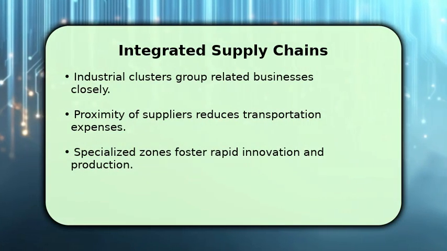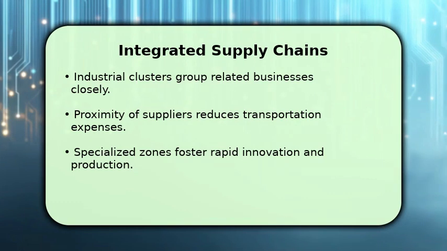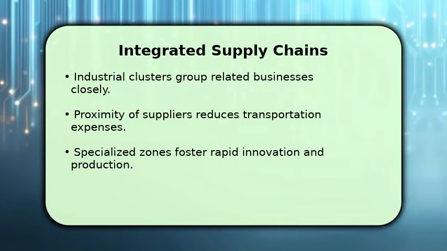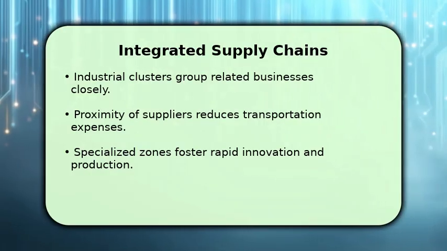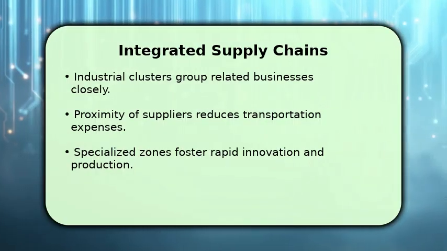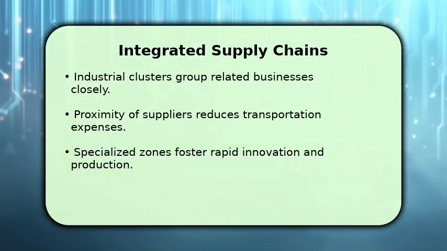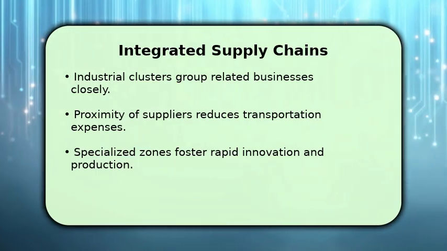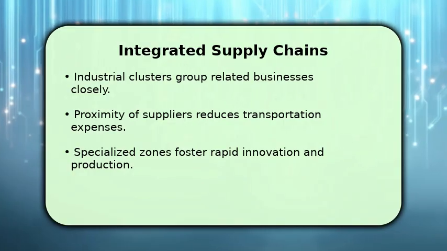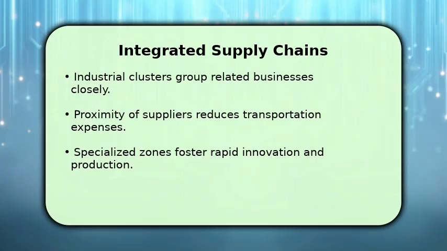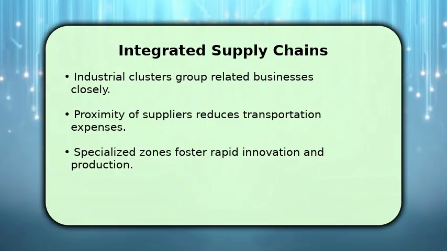China has developed highly integrated supply chains, often forming industrial clusters where related businesses are located in close proximity. This geographical concentration minimizes transportation costs and speeds up production cycles. For example, a factory might have its component suppliers just a few miles away, drastically cutting lead times and logistics expenses. These efficient networks are a cornerstone of cost-effective manufacturing.